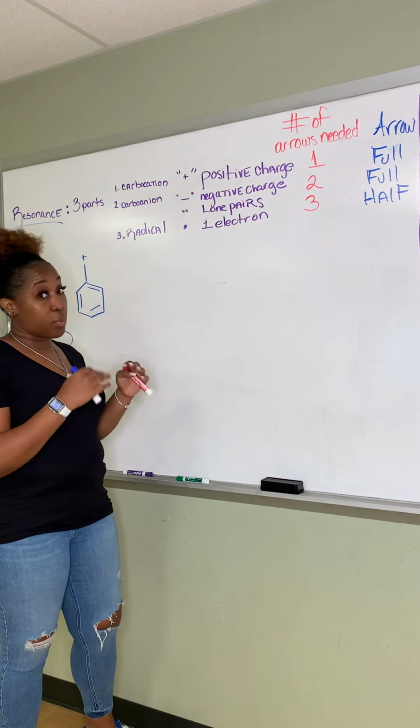So carbocations are positive charges. Normally, you will see it denoted with a positive charge, fairly simplistic. We'll talk about the arrows and what type of arrows we're going to use a little bit later when we start doing more of the problems. Then we have our carbanion, which is a negative charge, or it can also present itself in the form of a lone pair. So that's what I wrote here. And then you also have a radical, which is 1 electron.